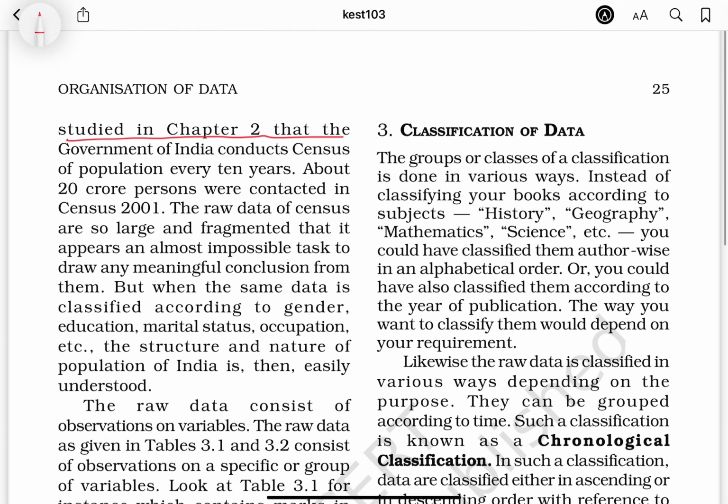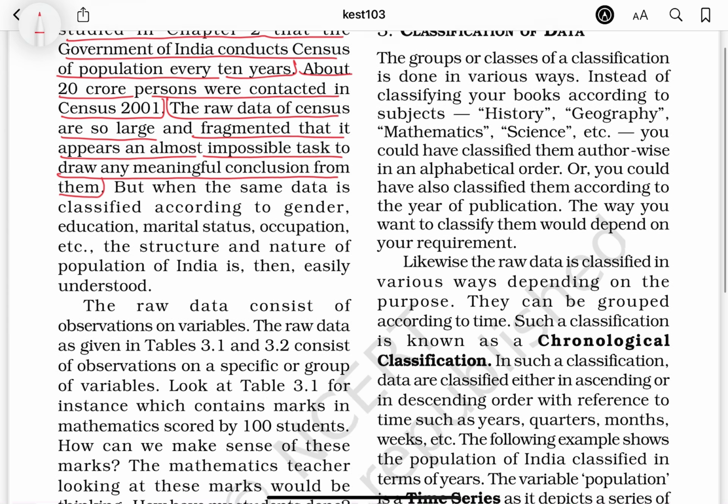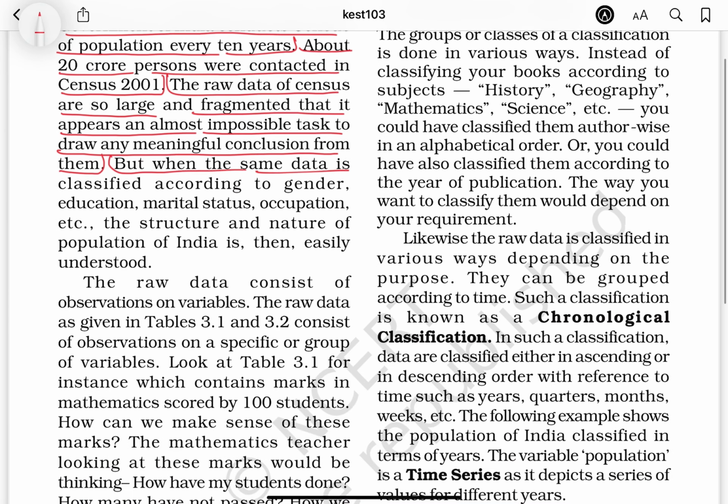You have studied in Chapter 2 that the Government of India conducts a census of the population every 10 years. About 20 crore persons were contacted in Census 2001. The raw data of the census are so large and fragmented that it appears an almost impossible task to draw any meaningful conclusion from them. But when the same data is classified according to gender, education, marital status, occupation, etc., the structure and nature of the population of India is then easily understood.